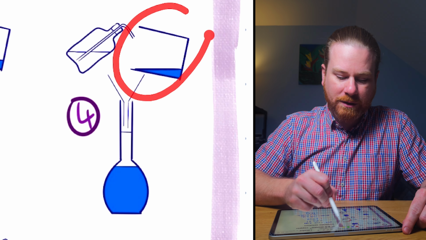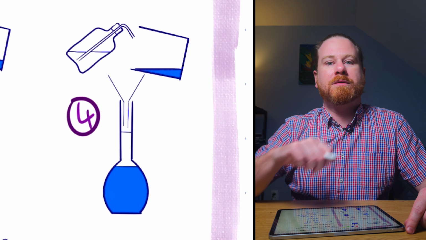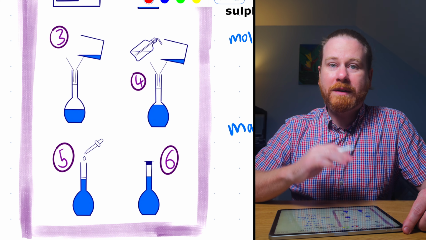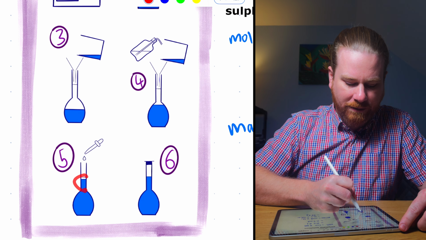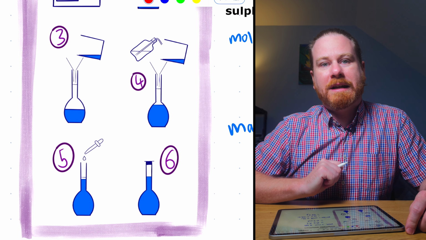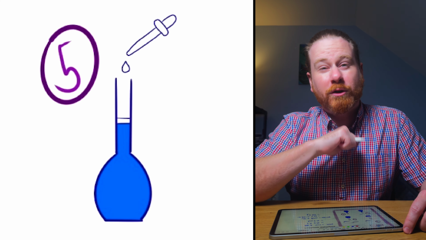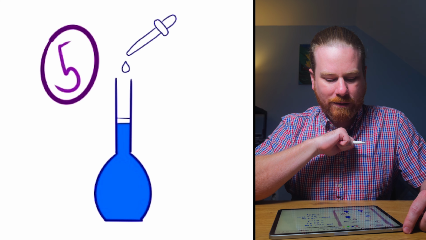Then, once the beaker has been washed, we're going to be washing the funnel with the distilled water. Then you're going to fill up your volumetric flask with distilled water until you get very close to the line that indicates 1 decimeter cubed. Volumetric flasks are great because they're very accurate, but they only measure 1 volume.